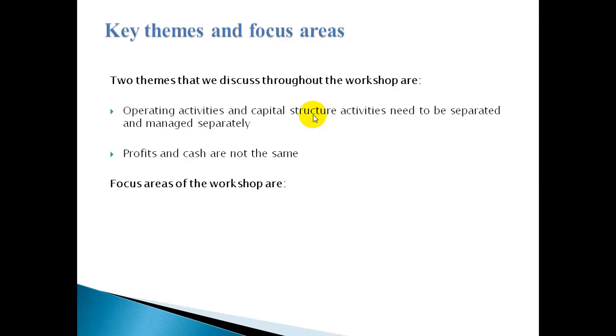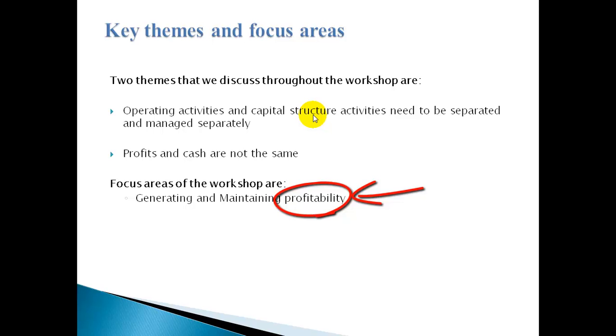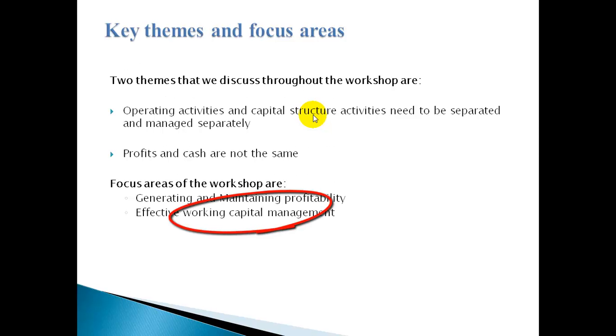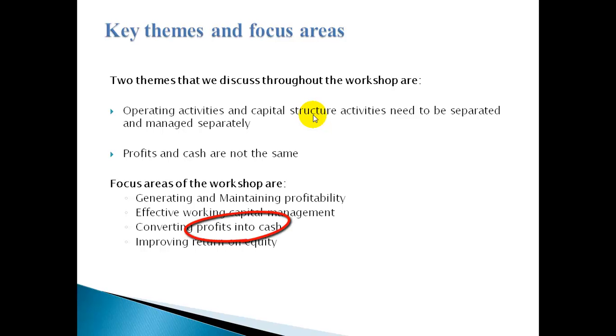The focus areas of the workshop: we're going to focus on generating and maintaining profitability. If you're not making profits, you shouldn't be in business. You're not efficient enough. So we've got to generate, and then we've got to maintain and improve profitability. We're going to look at working capital management, because it's via working capital management that we turn profitability into cash, which is really about converting profits into cash.